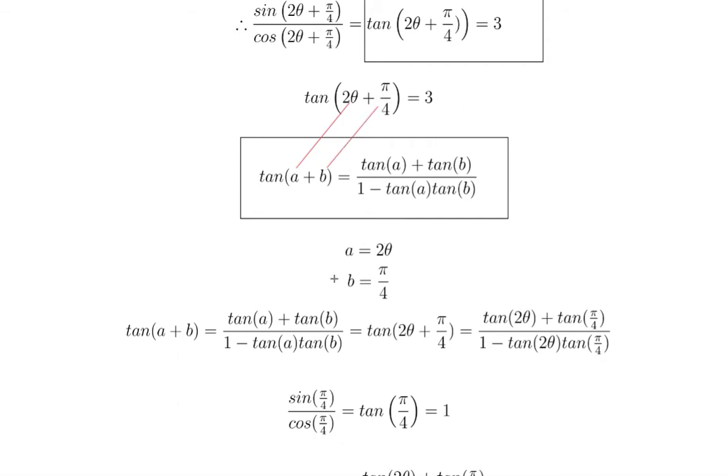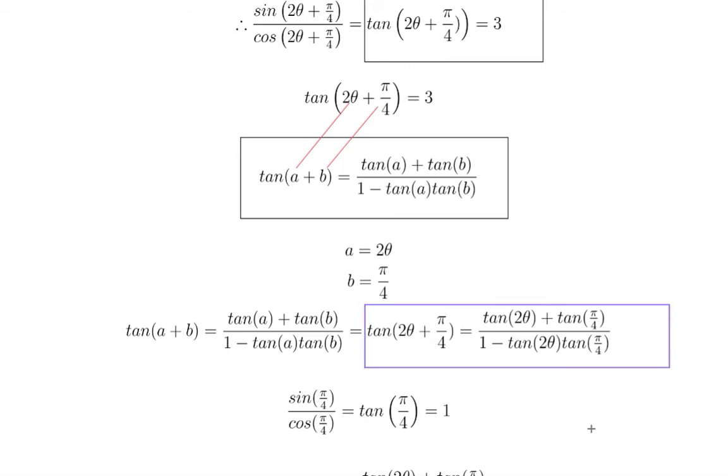Hence, I'm going to write that to make it nice and clear, and I'm going to change the left and right side of the equation to fit with our new system. So tan A becomes tan 2θ, the B becomes π/4. I do the same for each stage, and I'm left with an equation that looks something like this.